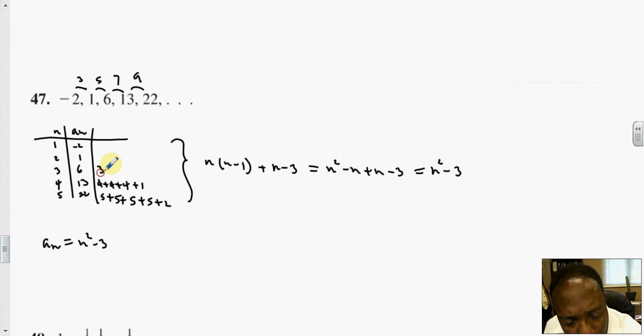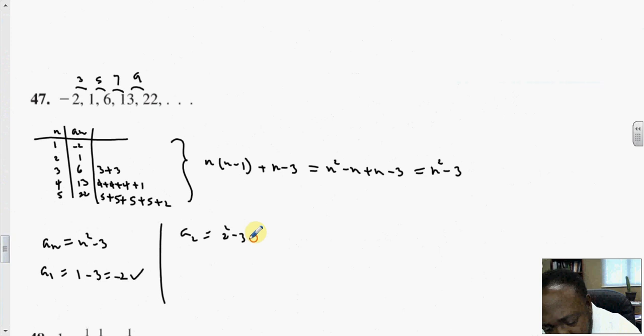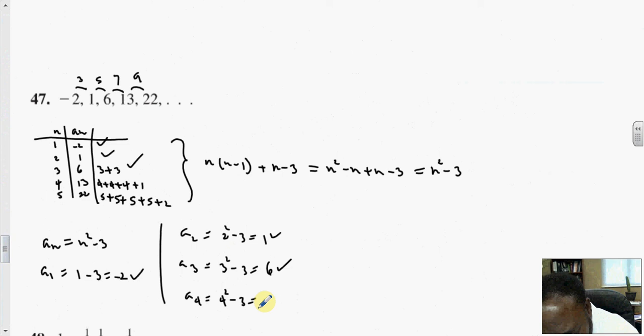Now, let's try it out. Make sure we can pick up that a sub 1 being negative 2. So let's see. A sub 1 is 1 minus 3, negative 2. Good. A sub 2 is 2 squared minus 3, get 4 minus 3, I get 1. Right. Let's try the next one. A sub 3, 3 squared minus 3, get 9 minus 3, gives me 6. What about the next one? A sub 4, get 4 squared minus 3, 16 minus 3, right? Get 13. You got it. This guy works.